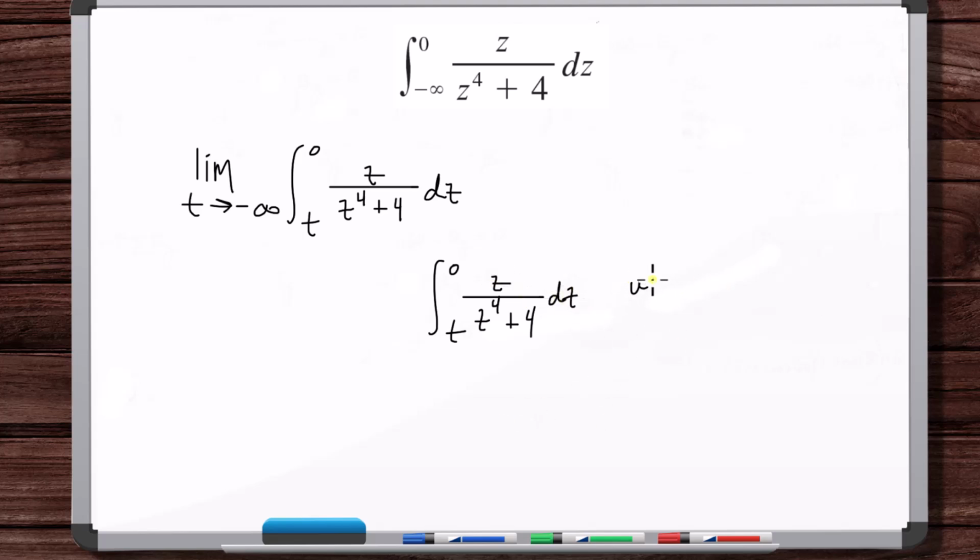If we say that u is equal to z squared, then 1/2 du is equal to z dz. So when z is equal to t, u is equal to t squared. When z is equal to 0, u is equal to 0. And z dz is 1/2 du. So then we're just left with u squared plus 4.